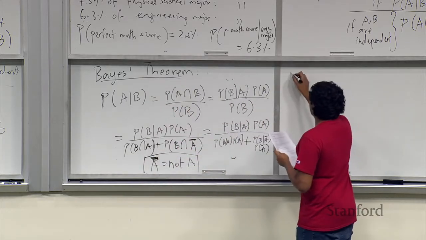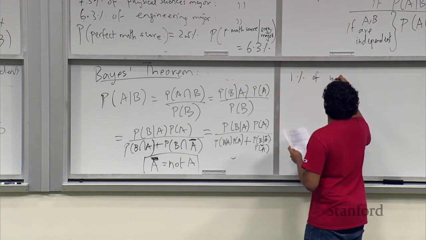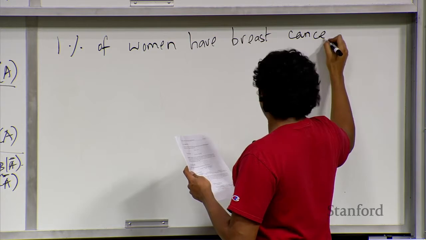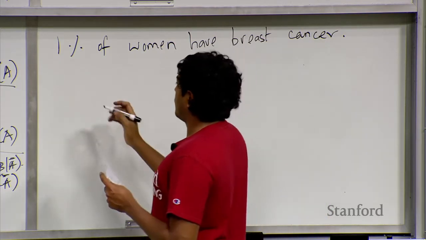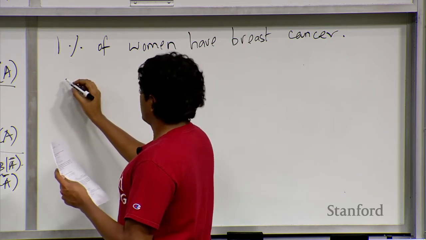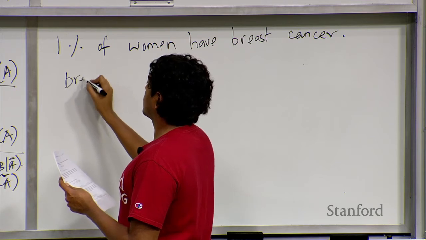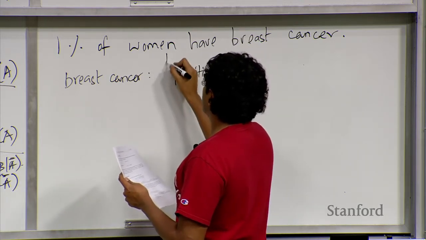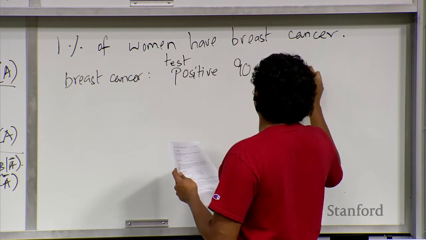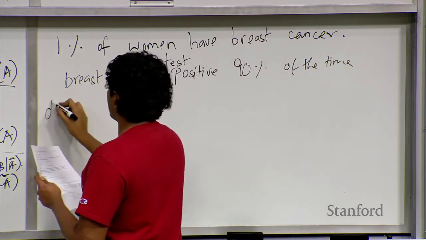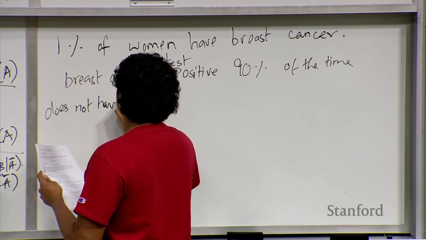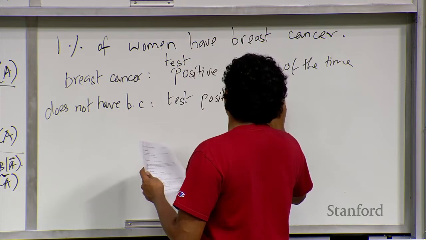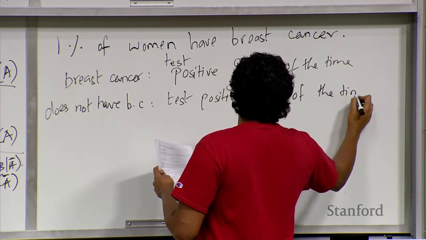All right, so let's assume that 1% of women have breast cancer. Okay, and there is a particular diagnostic test. So if a woman has breast cancer, the test shows positive 90% of the time. If a woman does not have breast cancer, the test shows positive 10% of the time. Okay, so this is the setup for the problem.